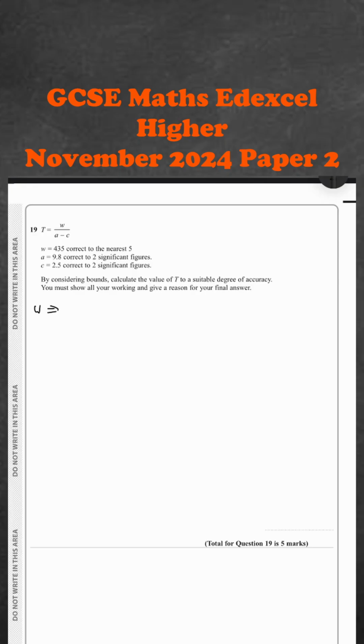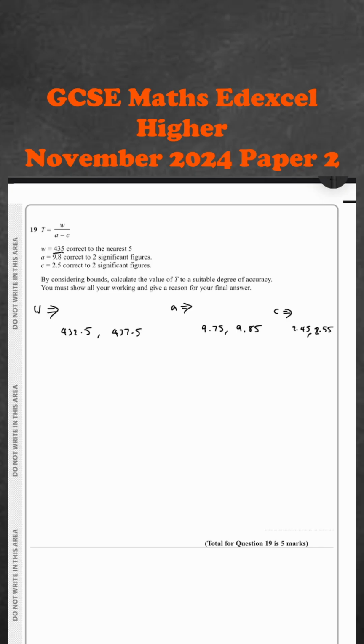So first, for w, we know it's 435 correct to the nearest 5, so the smallest it could possibly be is 432.5, because anything less than that, it rounds it down to 430. The highest it can be is 437.5. For the same reason, it would go up to 440 otherwise. For A, similar fashion, the smallest it can be is 9.75. The biggest it could be is 9.85. And for C, the smallest it can be is 2.45. Biggest it can be is 2.55.